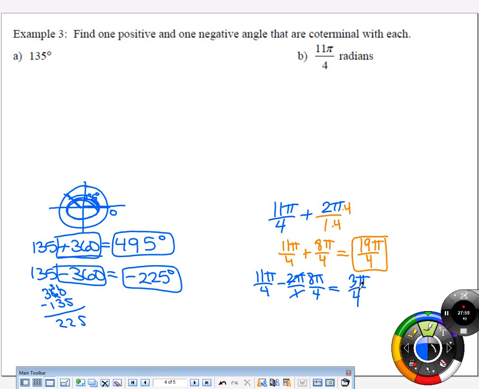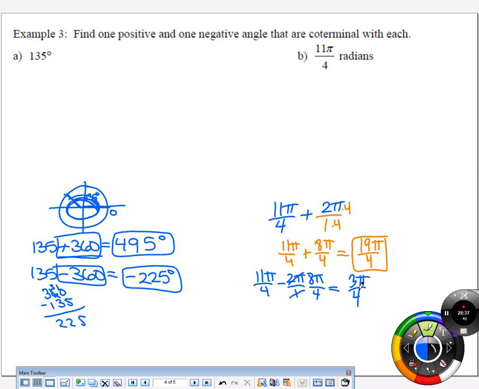But here's the thing. How big is 11 pi over 4? How big is one time around our circle in radians? 2 pi, which is how many fourths? 8 pi over 4, right? Is 11 more than that or less than that? Is 11 more than 8 or less than 8? More. So this original angle they gave us was already more than one time around the circle. So when I subtracted the one time around the circle, I still got a positive answer. You could use that as your positive coterminal angle, but you're not finished with the problem yet because you haven't found a negative one yet.